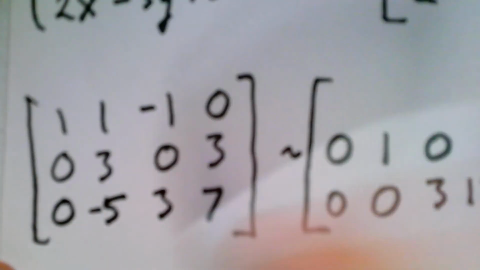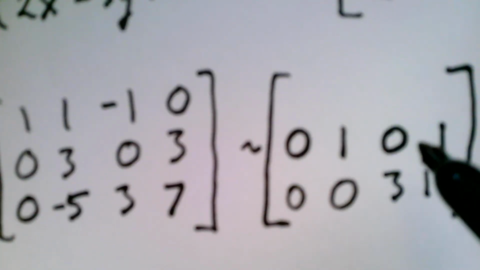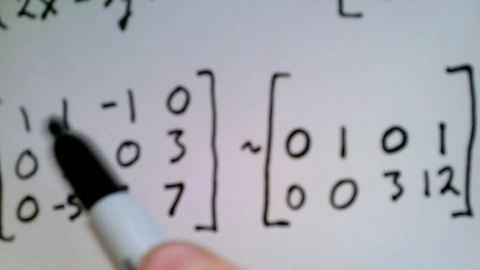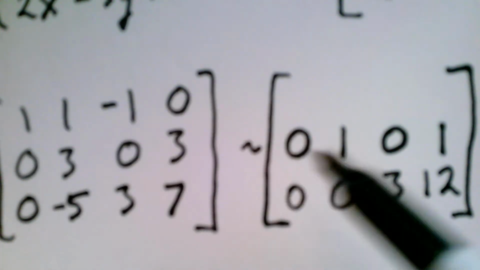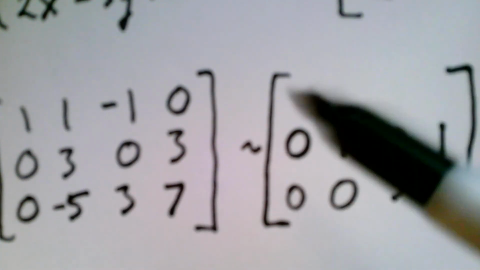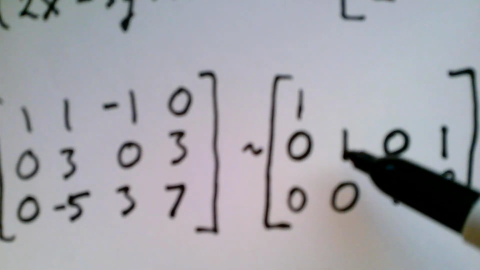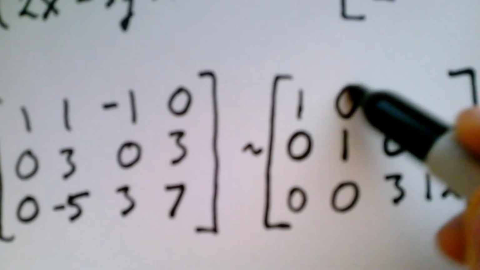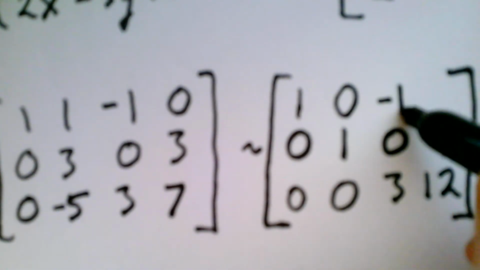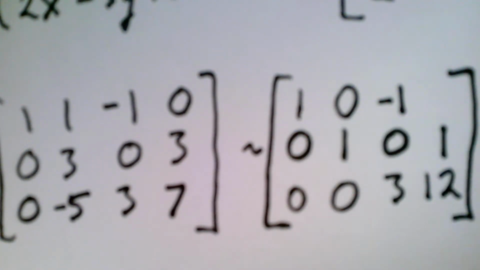I also want to get rid of this 1 above the diagonal. So I'm going to take this row here, 0, 1, 0, 1, and I'm going to subtract it from this row, 1, 1, negative 1, 0. So I get 1 minus 0 is 1. I have 1 minus 1 is 0. I have negative 1 minus 0 is negative 1. And I have 0 minus 1 is negative 1.